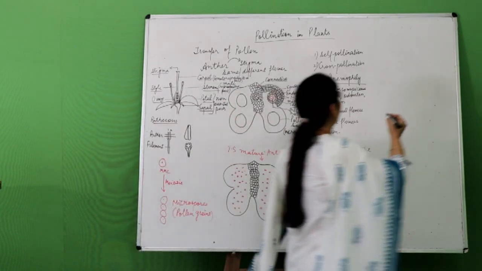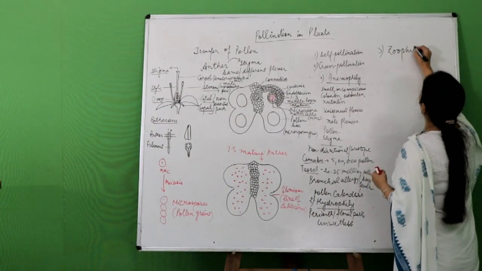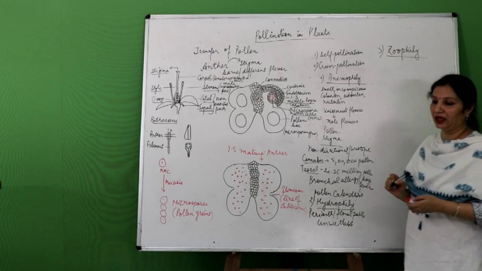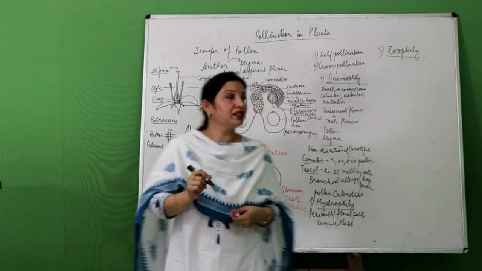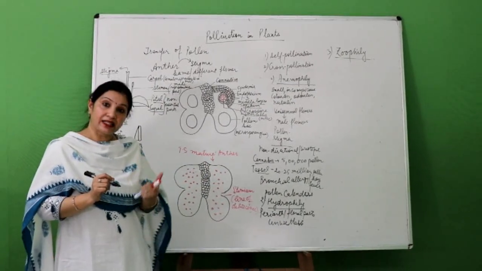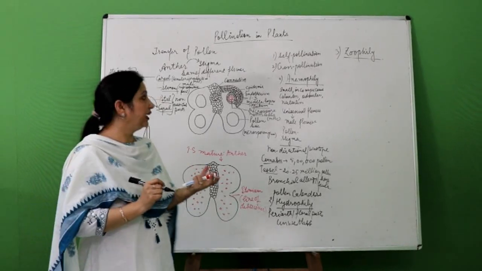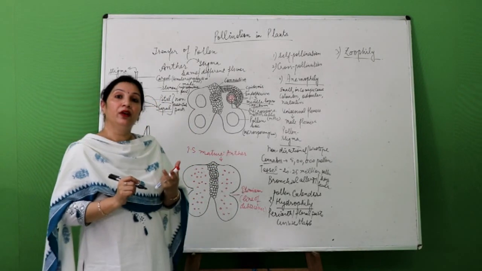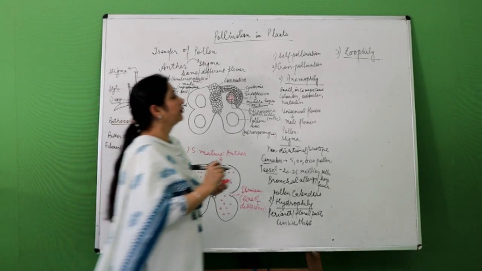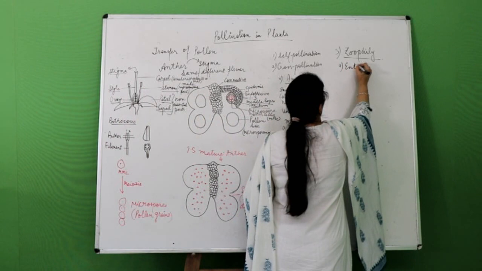Now the third type of cross-pollination is zoophily. Now zoophily is the cross-pollination with help of animals, and that may be insects, birds, human beings or snails, and so on. Now depending upon which agent is carrying out this cross-pollination, we have different types of zoophily, out of which the first one is entomophily.